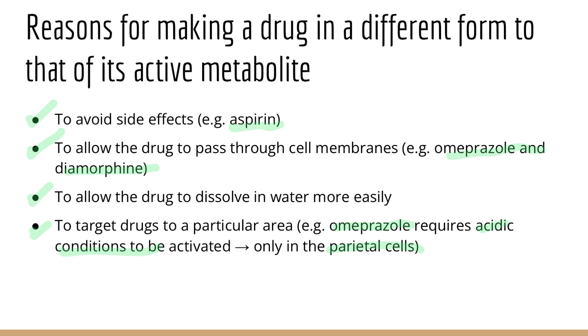So those are some different ways that we can block the production of excess acid in the stomach, as well as what active metabolites are and how they work in the body.